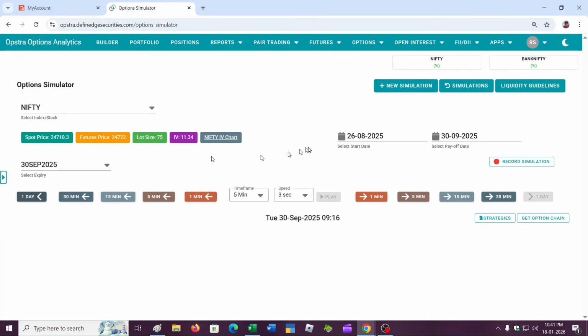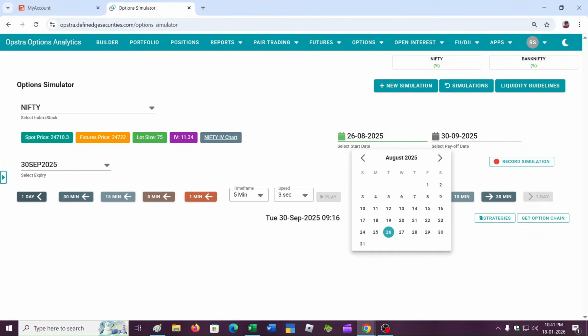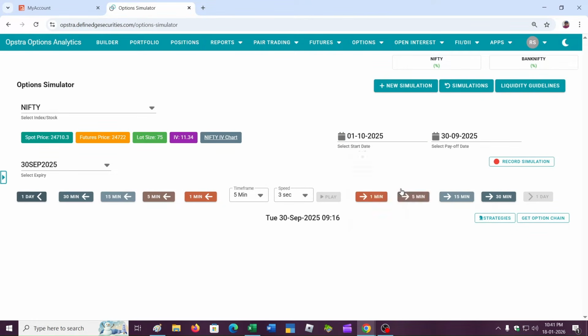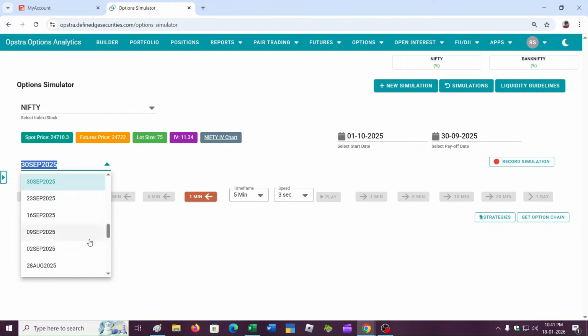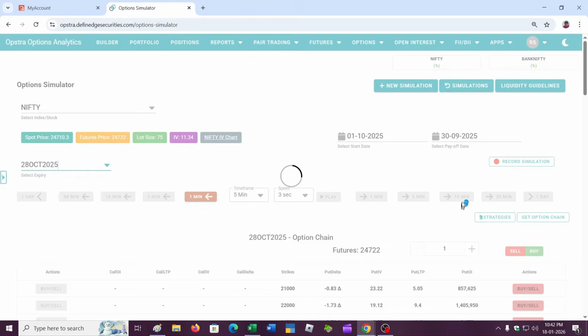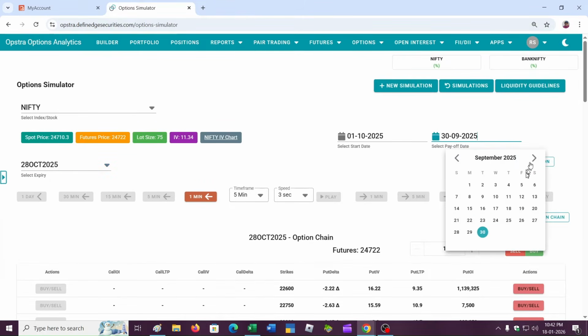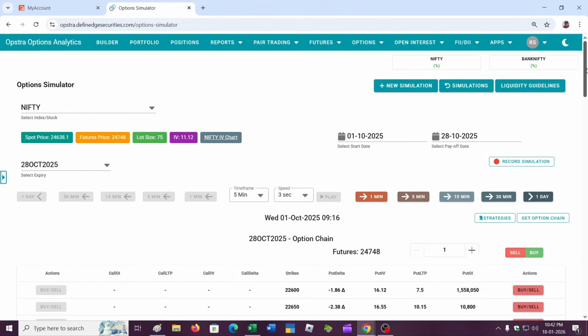Reset. We will select the start date as 1 October, and expiry, October expiry, 28 October. And the payoff is also 28 October. Let's see how it goes.